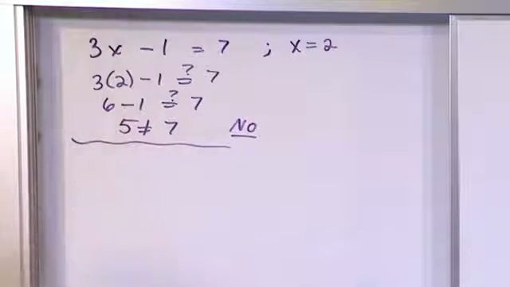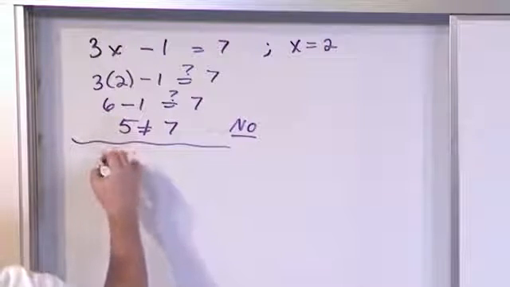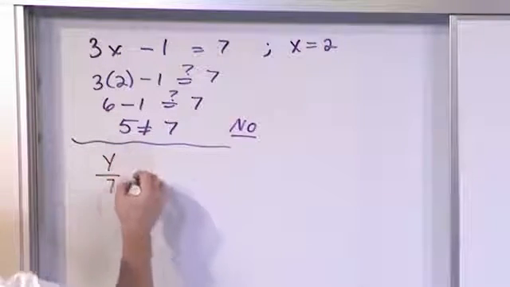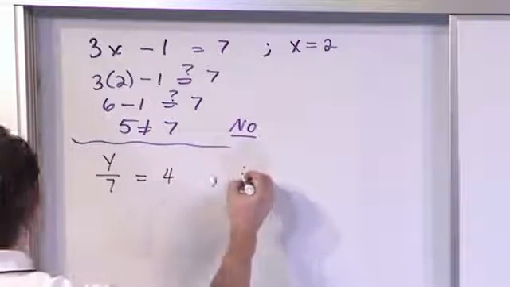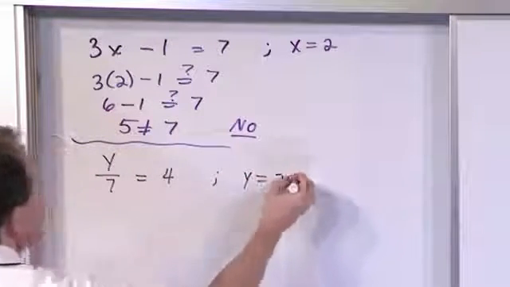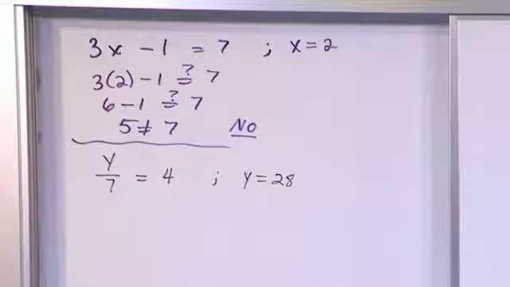All right, so let's go through. Let's do one that's a little bit different. We'll have y divided by 7 equals 4, and we'll say that y is equal to 28. Is this a solution, or is this the solution to the equation?